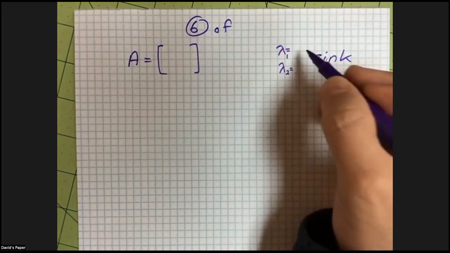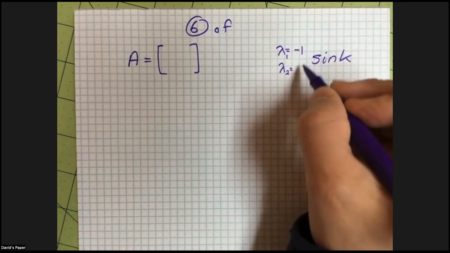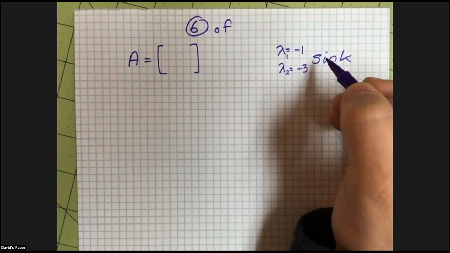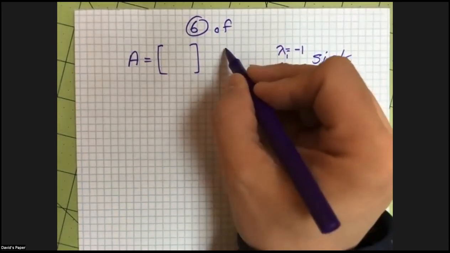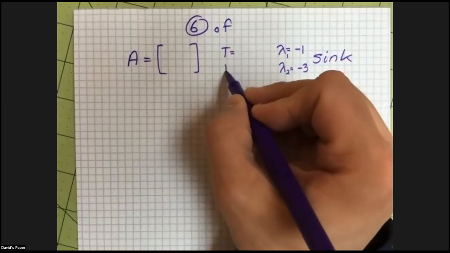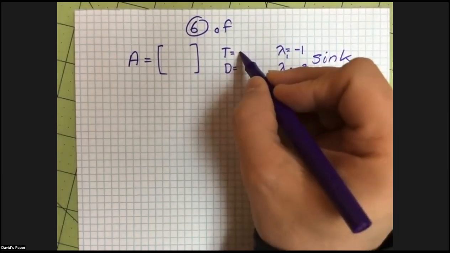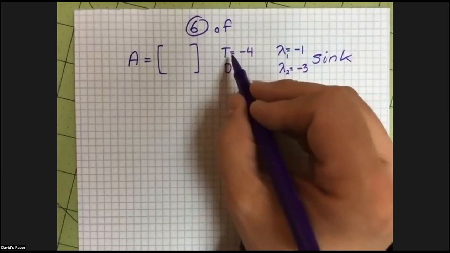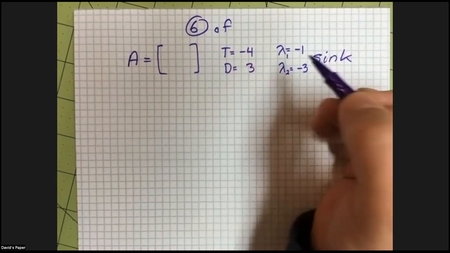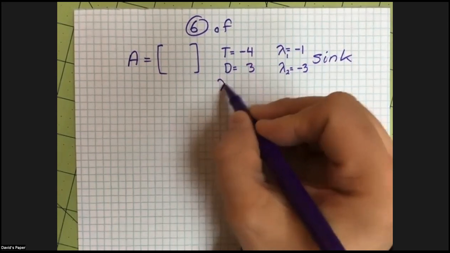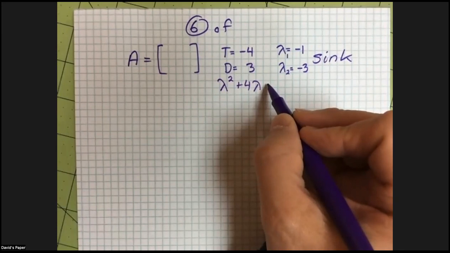So let me show you how to work backwards. Pick two negative numbers. How about -1 and -3, just for kicks? Once you've determined lambdas, do you remember how you've determined the trace and determinant? Remember that the trace has to always be the sum of the lambdas. So now you've given me a trace. You want a trace of -4. You want a determinant of 3. That tells you the characteristic equation you want. Remember, lambda squared minus trace lambda plus determinant?